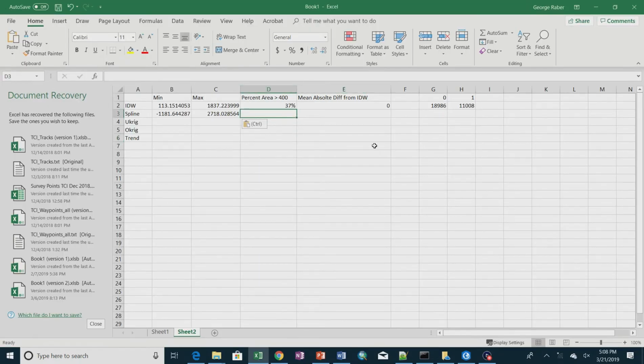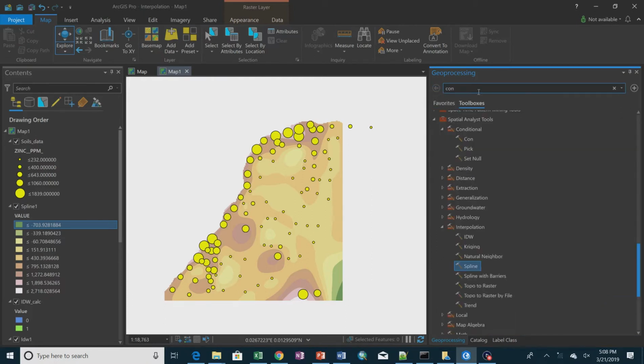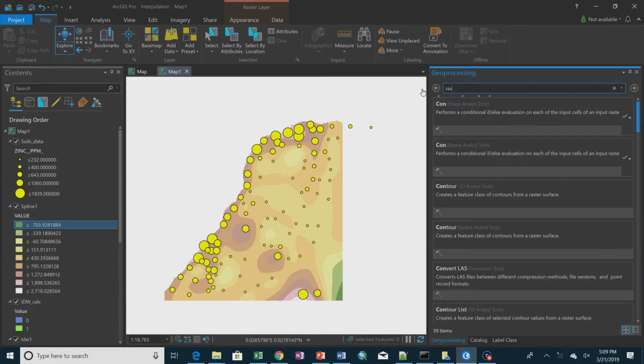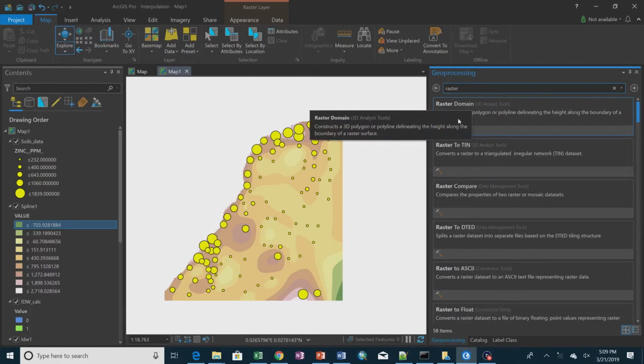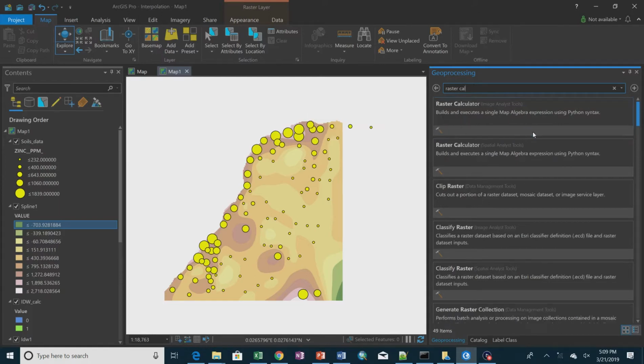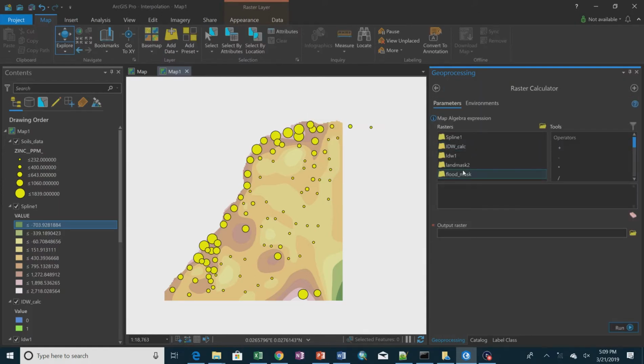Okay, so how do I calculate the percent area greater than 400? What did we do? Did we end up doing Con? Let's do it a different way this time. You want to do it in the raster calculator? All right, so we got our raster calculator. We're still going to do this as a Con, so we could go Con(spline 1 > 400, 1, 0). So now what we're doing is we're saying, if spline 1 is greater than 400, make it 1. If not, make it 0. So we're really doing it the same way.